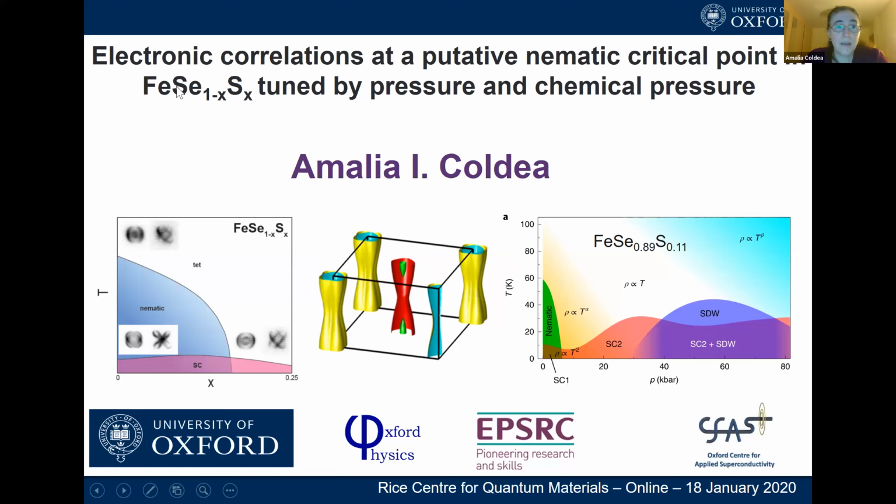So today I'm going to talk about specific electronic correlations in the vicinity of the putative nematic critical points in iron selenium sulfur, tuned either by pressure with sulfur substitution or by chemical pressure or by applied physical pressure in the FeSe1-xSx. And the Fermi surface of these materials, as we know, they are multiband systems, and I'm going to discuss the details from quantum oscillations and the quasi-particle masses.